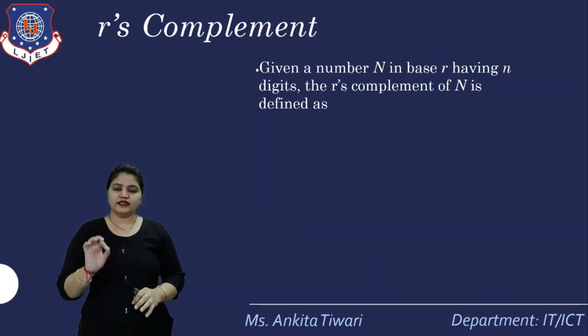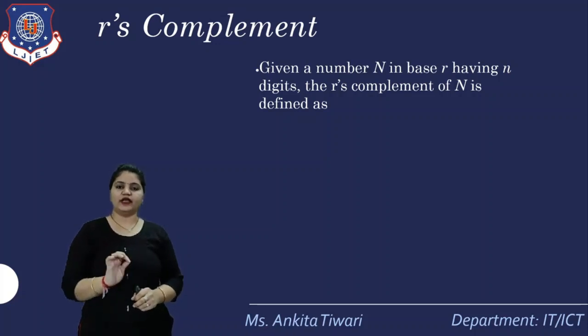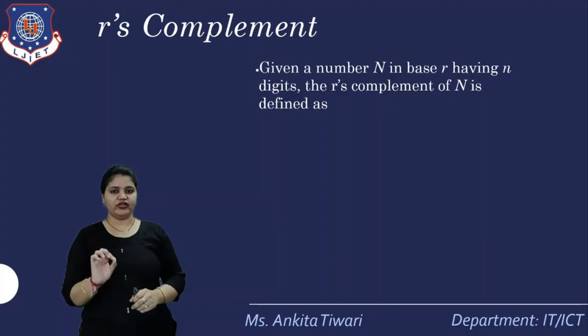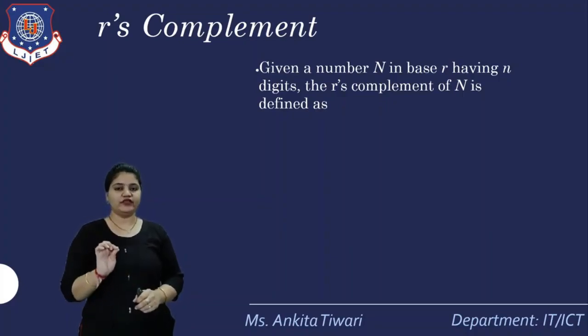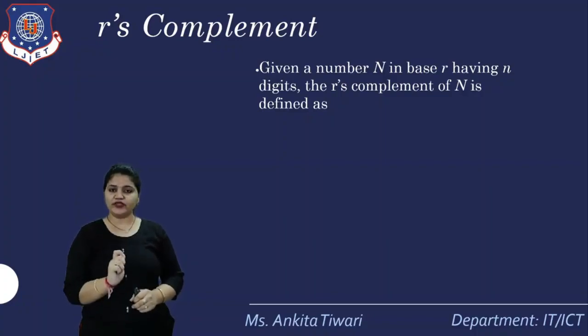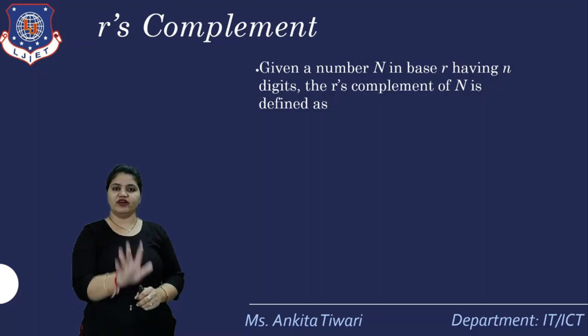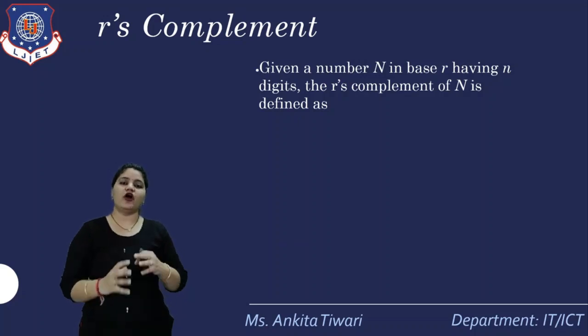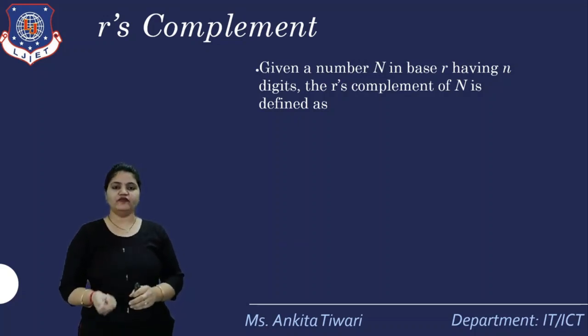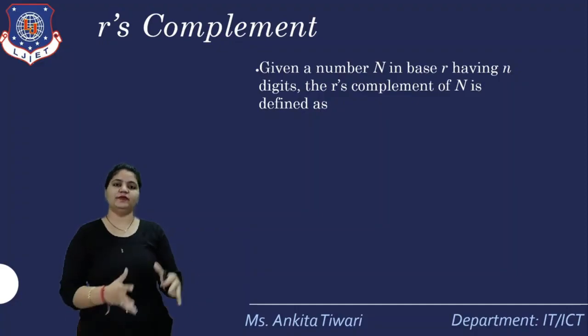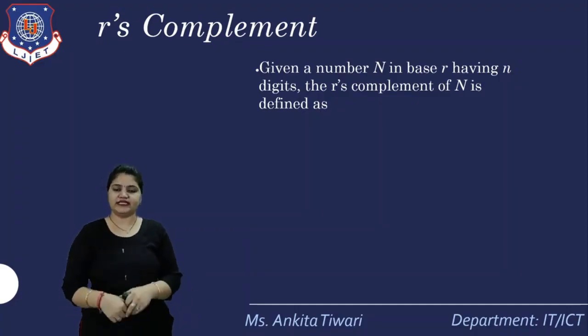So here the R's complement and its counterpart, R minus 1, is, if I am talking about base 3, then 2's complement, that is 3 minus 1. If I am talking about the base 10, so 10 minus 1, that is 9's complement. If I am talking with the base 2, so 2 minus 1, 1's complement. So this is what complement is. Now here we'll discuss in depth R's complement and R minus 1's complement with an example.